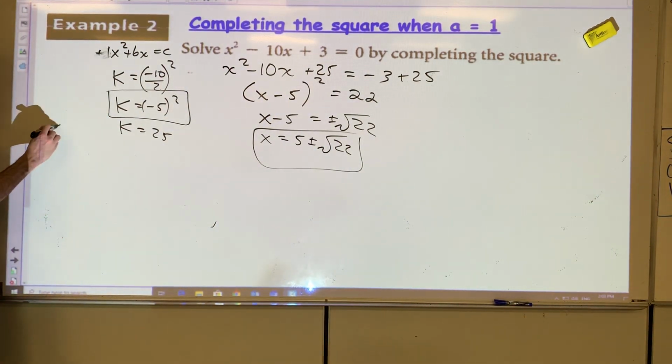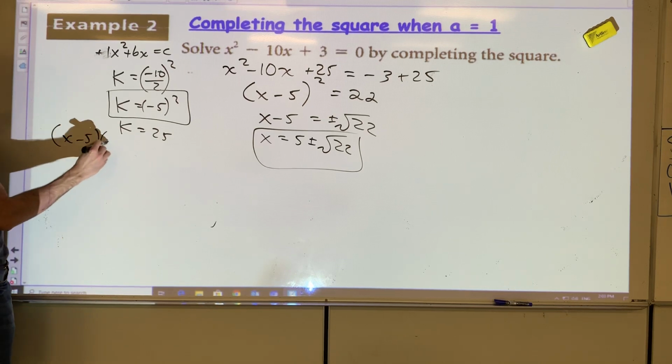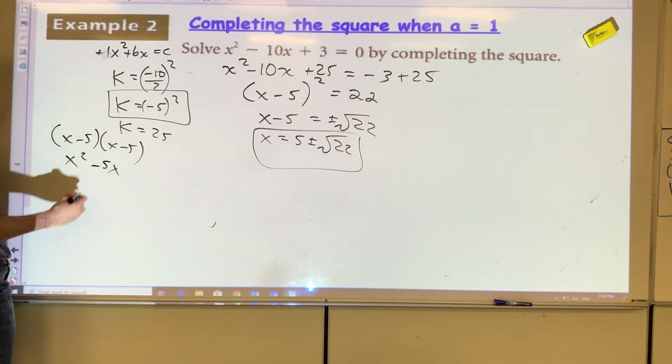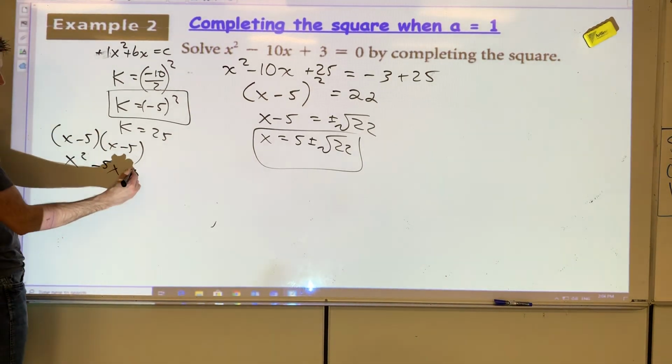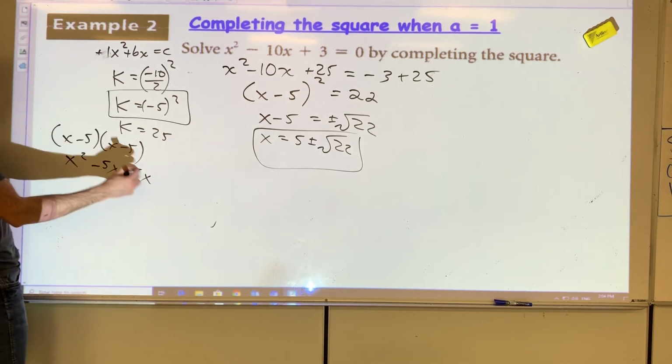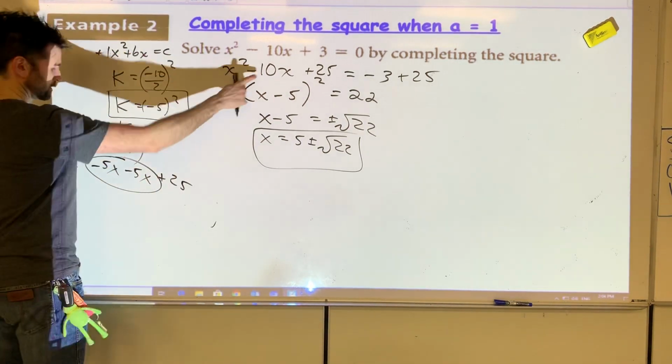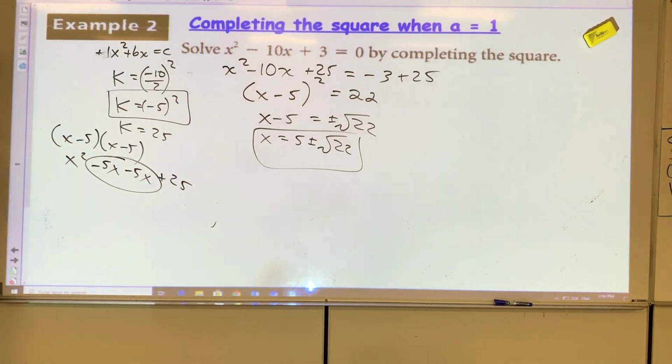Now, if you were to FOIL this out, you get x times x, x squared, and then you get x times negative 5, so you get a negative 5x, and then you go this times this, you get another negative 5x. This times this gives you the 25. So here's your negative 10x, there's your x squared, there's your 25. It works every time.